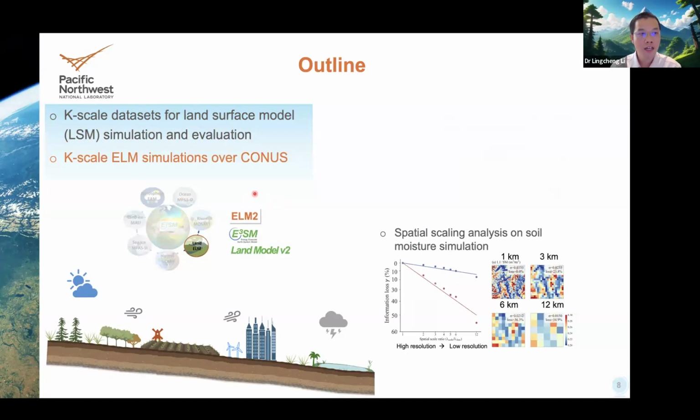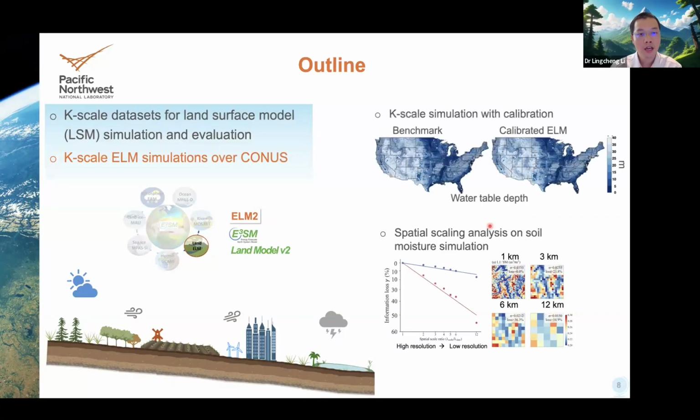Then in the second part, I will talk about the K-scale ELM simulations of CONUS. We will use the ELM, which is the land model of the US DOE Energy Exascale Earth System Model. First we will perform spatial scaling analysis on the soil moisture simulations of the entire CONUS at 1 kilometer scales. And then we will run the ELM simulations with model calibrations to increase the accuracy.